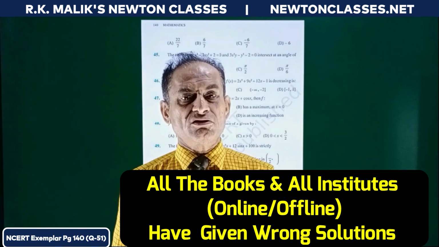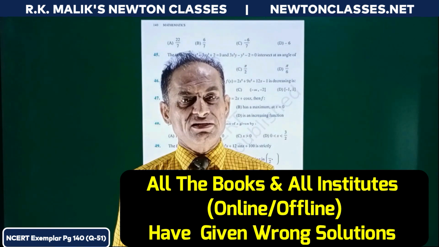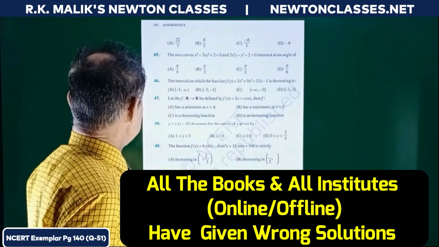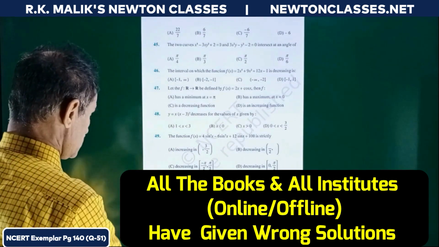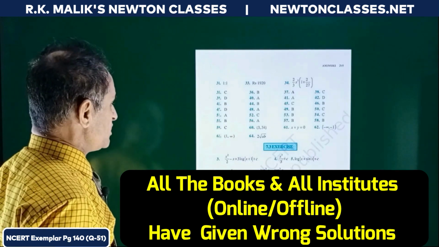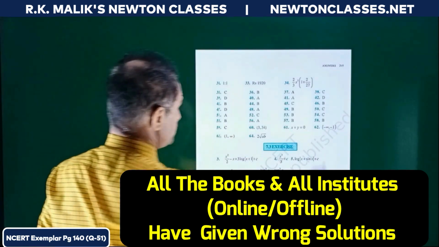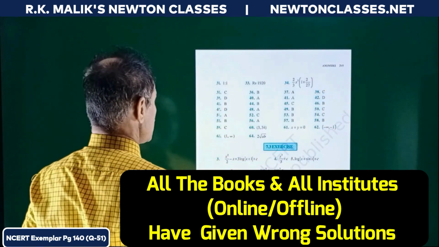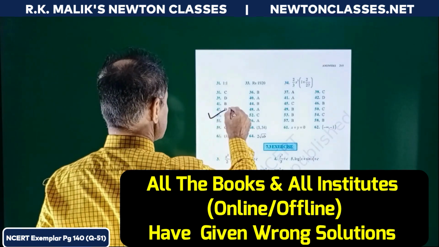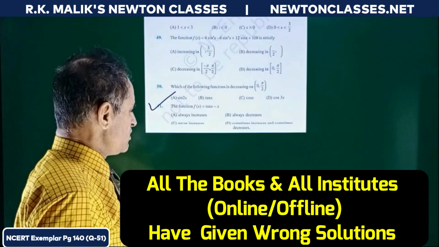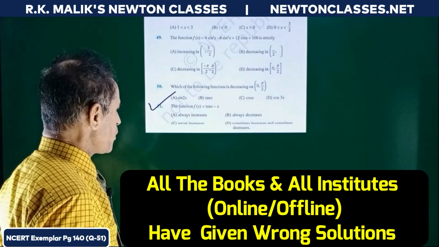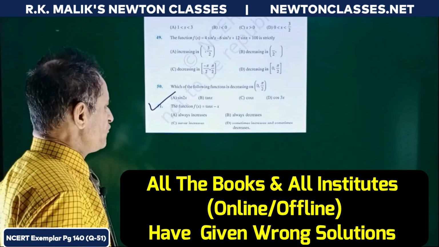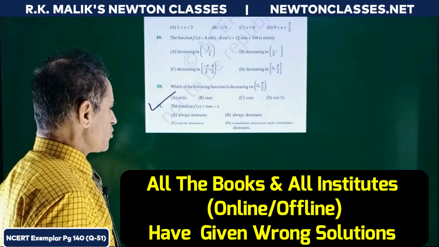This question is on the topic increasing and decreasing. This is question number 51 on page number 140. That is the question I am talking about. You can see very easily that on page number 295, the answer given to this question is A. And in every solution, I have seen that everybody has arrived at the answer A, which is clearly a wrong answer.